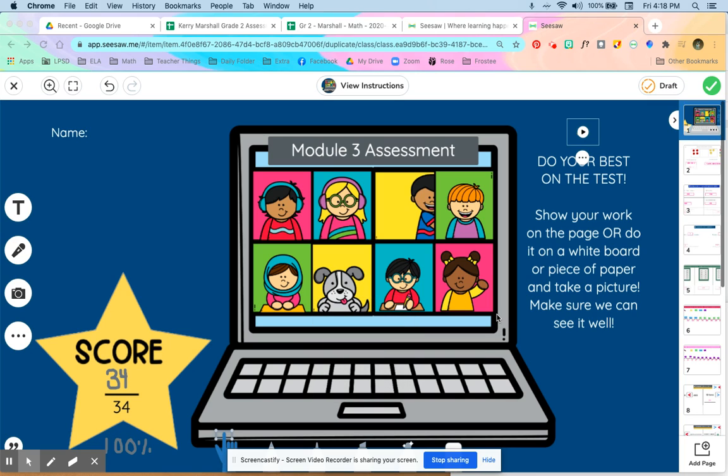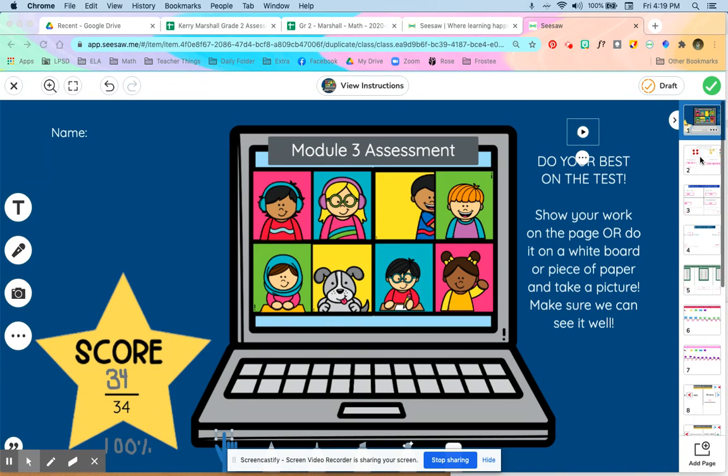Hi, families. So I wanted to come on and take a minute just to go over the math test that the kids took right before break. I do have them graded, and you'll see if you go in their Seesaw that they have a score. The most points they could get was 34, and then I put their percentage underneath it.